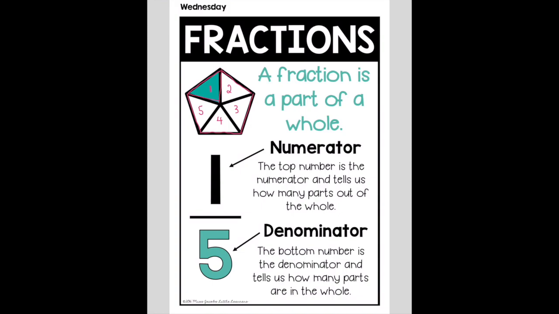When we talk about parts of a whole, we're also talking about equal parts. So you'll notice that all 5 of these parts are equal, right? They're the same size. They're not smaller or bigger than one another. They have to be equal.